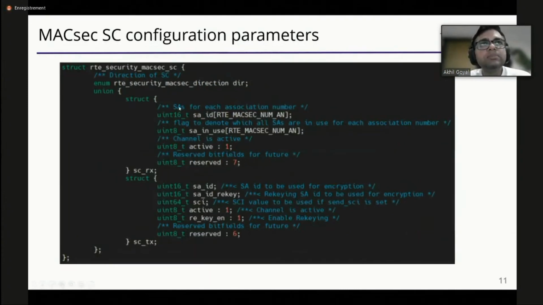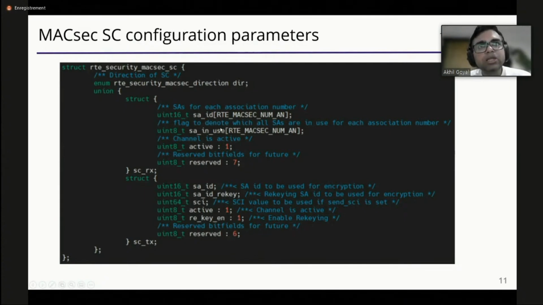Now there are some SC parameters. Again, there is the direction, to specify the RX or TX direction. It will help us in getting the SCRX or the SCTX. For the RX side, it will have a set of 4 SAIDs, which will be created by the RT security MACsec SA create, and these will be set here.